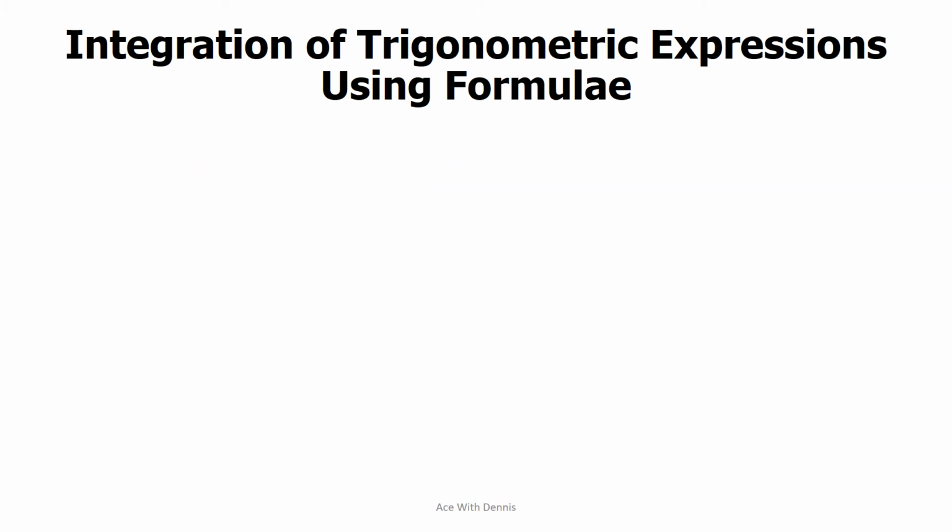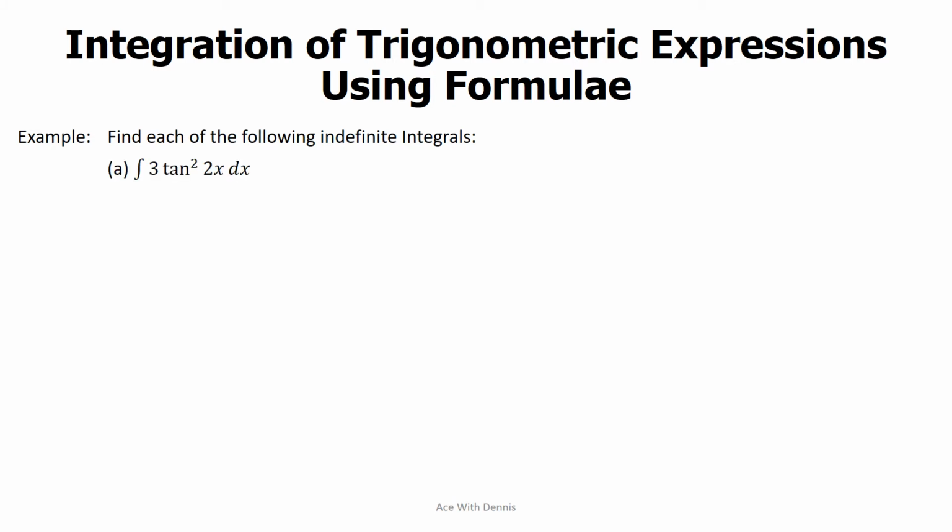Now, let's look at this example. Find each of the following indefinite integrals. A. Integration of 3 tangent square 2x dx. B. Integration of sine 2x cosine 2x dx. C. Integration of 2 sine square x over 2 dx. And D. Integration of 4 cosine square 3x dx.